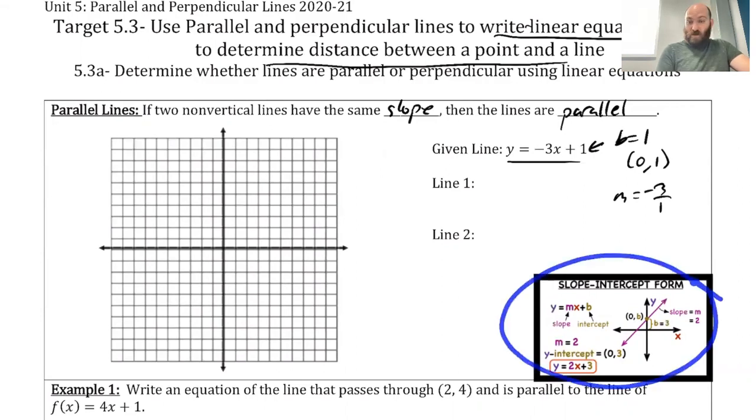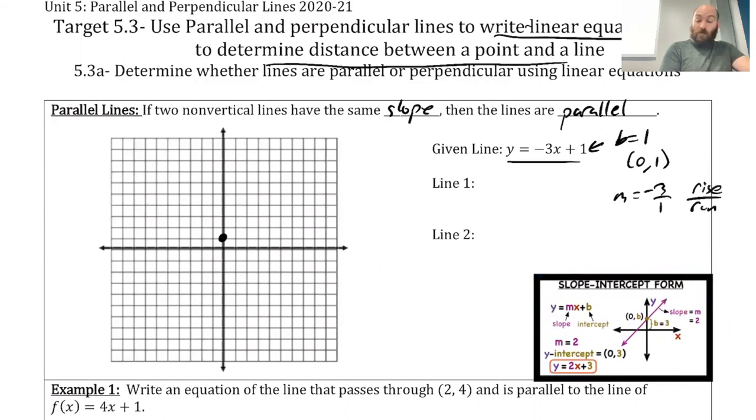Negative 3 is my slope, so m is negative 3, which is negative 3 over 1. There are some reminders here of what slope-intercept form looks like. I'm going to plot the point (0, 1), and then apply the slope of negative 3 over 1. Remember, slope is rise over run. For negative 3, I can go down 3, that's a negative direction, then right 1. I could also go up 3 and left 1. So that's my basic graphing.